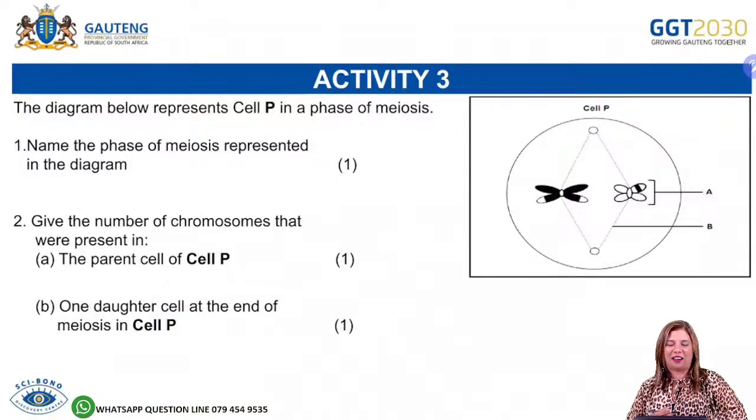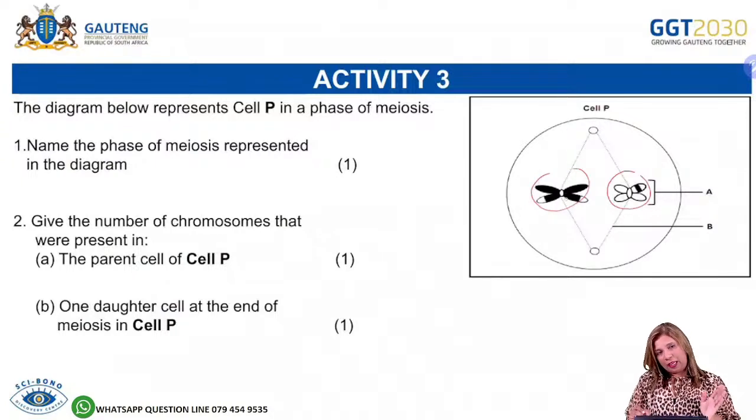Do you see how tricky they are? They hardly ever tell you which phase it is. But every question is about identifying the phase. Name the phase of meiosis represented in the diagram. So what can I see from this diagram? Okay, let's see. If you look at this diagram here, we can see crossing over has already occurred. Because do you see the appearance of the chromosomes? So prophase 1 is gone. So it has to be after prophase 1, okay?